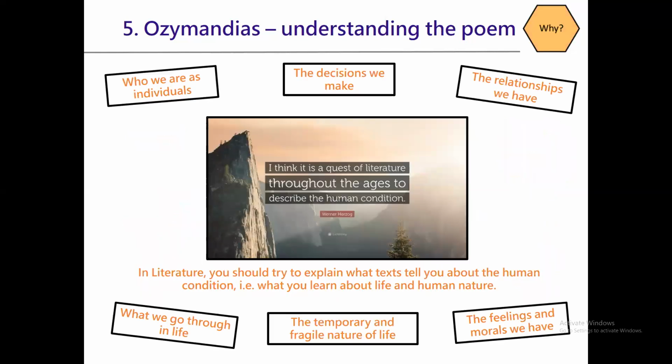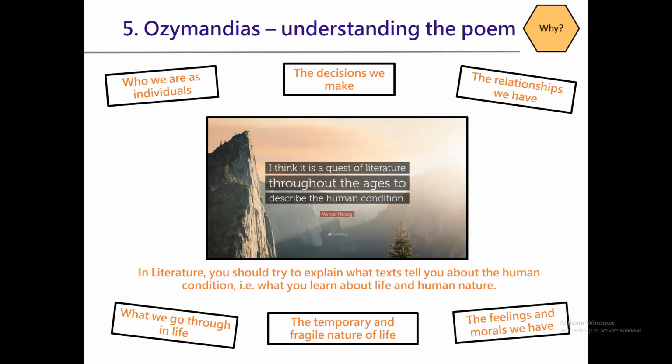A really important part of understanding the context of a poem is why. Why has it been made? What are the key messages? And for this, to get the higher marks, you need to be thinking about something called the human condition. That phrase isn't really as difficult as it sounds. All it means is, what are we learning about what it is to be a human? What is it saying about life? What is it saying about human nature?